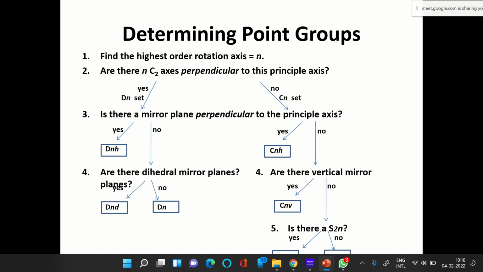So this was the scheme that we had to follow. First you look for the highest order axis, then whether n number of C2 axes perpendicular are present or not, and then you follow these steps.